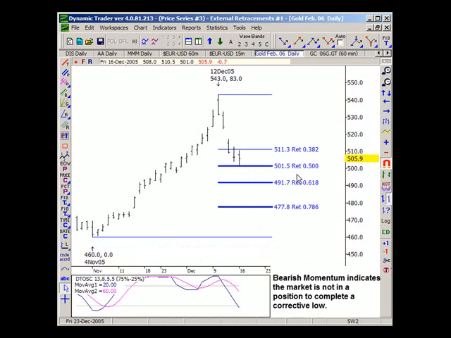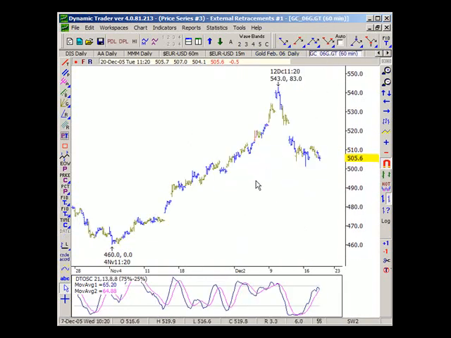But let's go to a smaller time frame, 60-minute data, and confirm the position of this market and whether the market is likely to complete the low around the 50% retracement, 62, or maybe all the way down to the 78.6%. The daily data says probably not. Okay, it's reached a key retracement, momentum's bearish. Let's go into the 60-minute data.